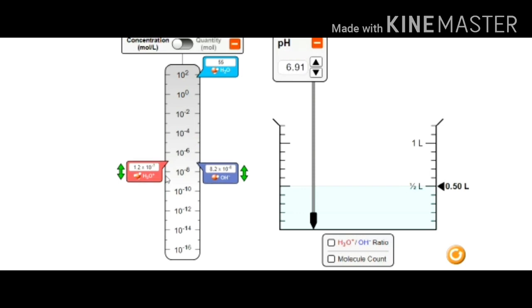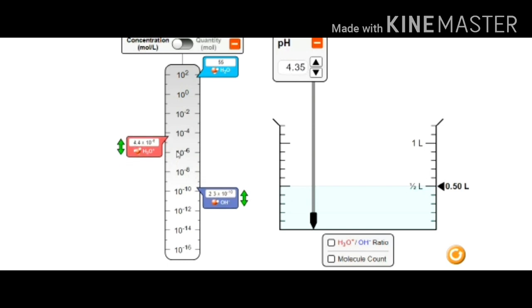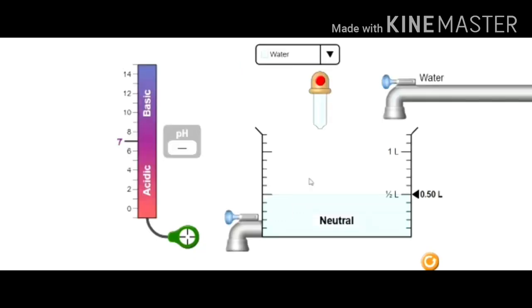Now it is neutral, and now it is starting to become acidic. As you increase the hydronium ion concentration, there is an increase in the acidity of the solution. So this shows that the hydroxide ion concentration or hydronium ion concentration determines the pH value. The liquids that we use in our day-to-day life have their own pH value.